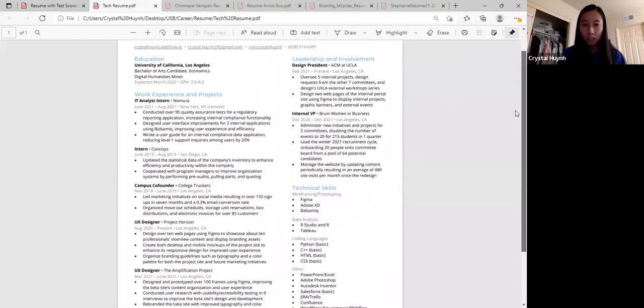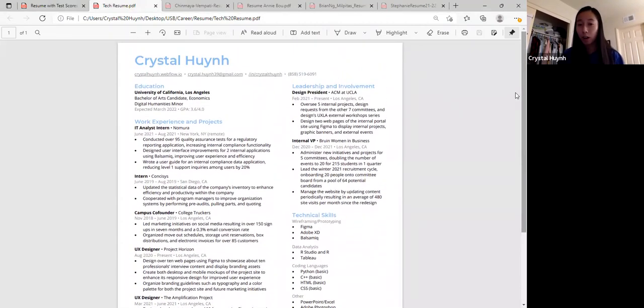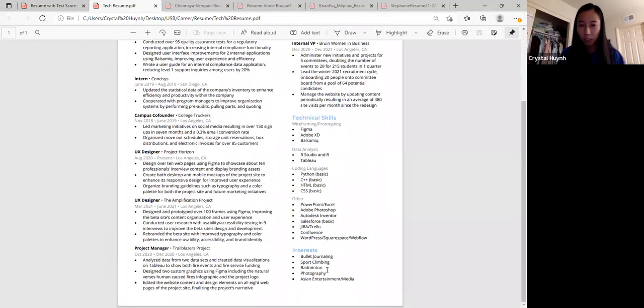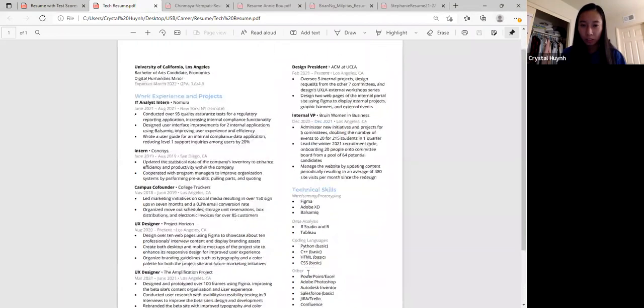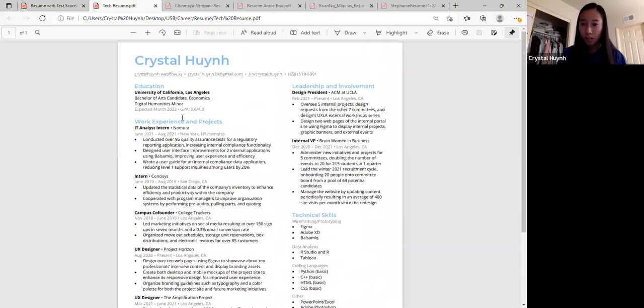Different formatting, there's a bit more color, there's a bit more thought into layout. So again, like I mentioned, in terms of how we read, top left, I want to start with education, and then you end with interest at the bottom here. We read left to right, up to down, so you start at the top left and you end at the bottom right.